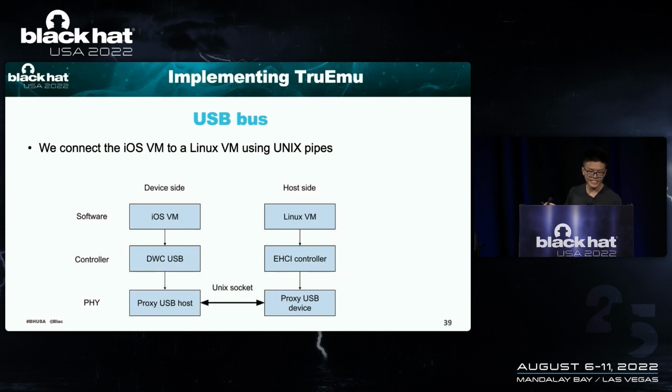On the screen is a simple diagram of how it works. On the top level, you have the software running. The software will talk to the controller, which can be the Synopsys USB or the EHCI, which is the USB 2.0 controller. These controllers are emulated in QEMU. This controller will talk to a physical layer, which we implemented through some proxy device, and these devices will talk to each other through Unix sockets.